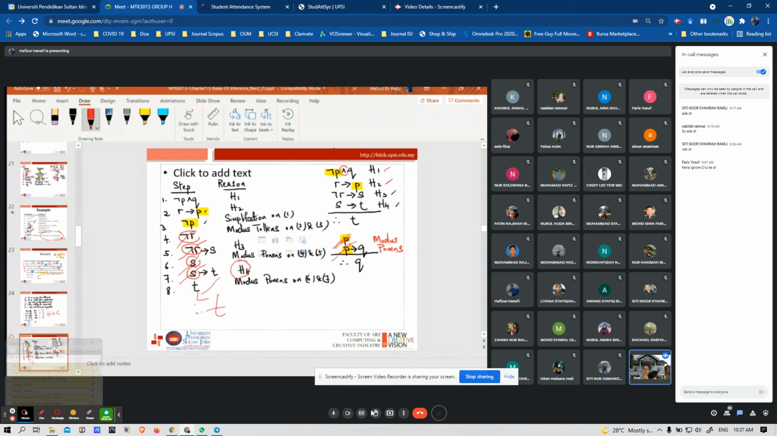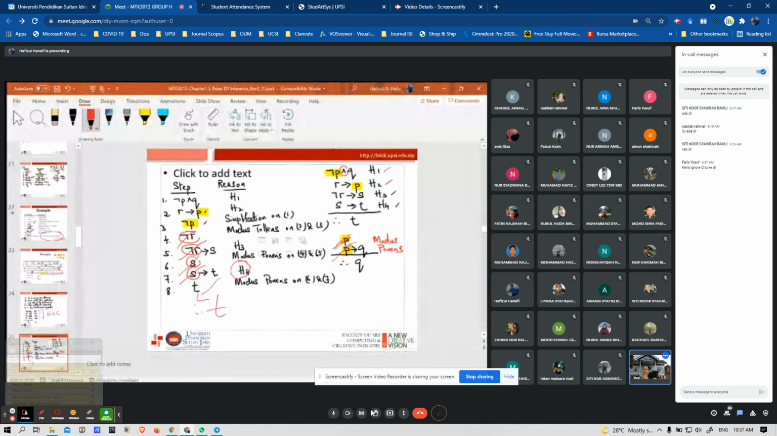For this one, we reverse back, either we want to do the inductive or deductive.